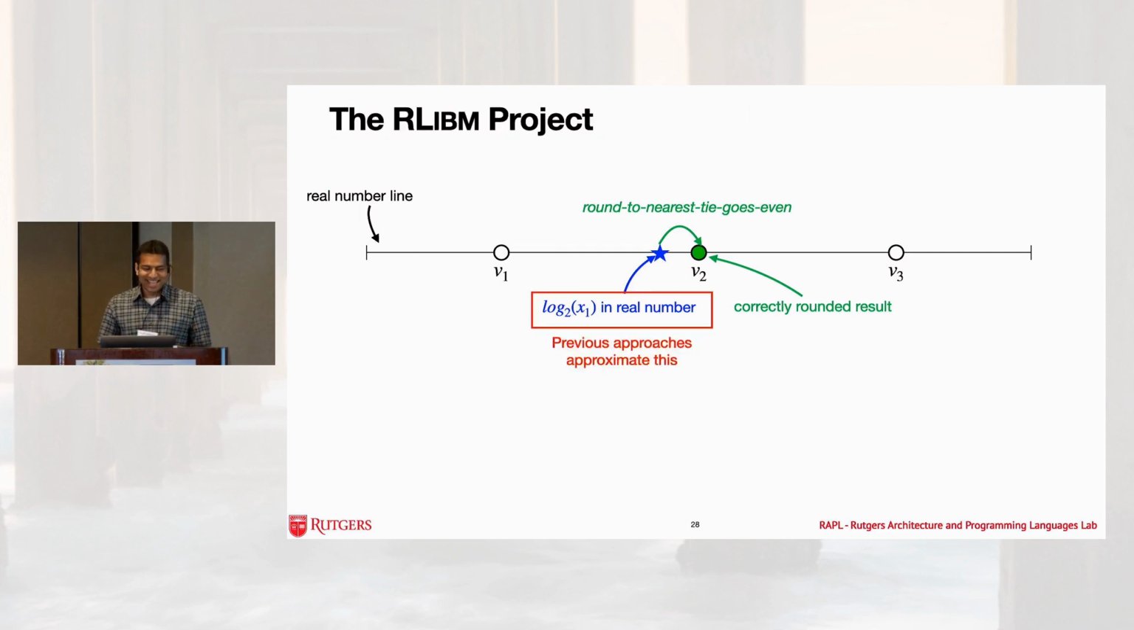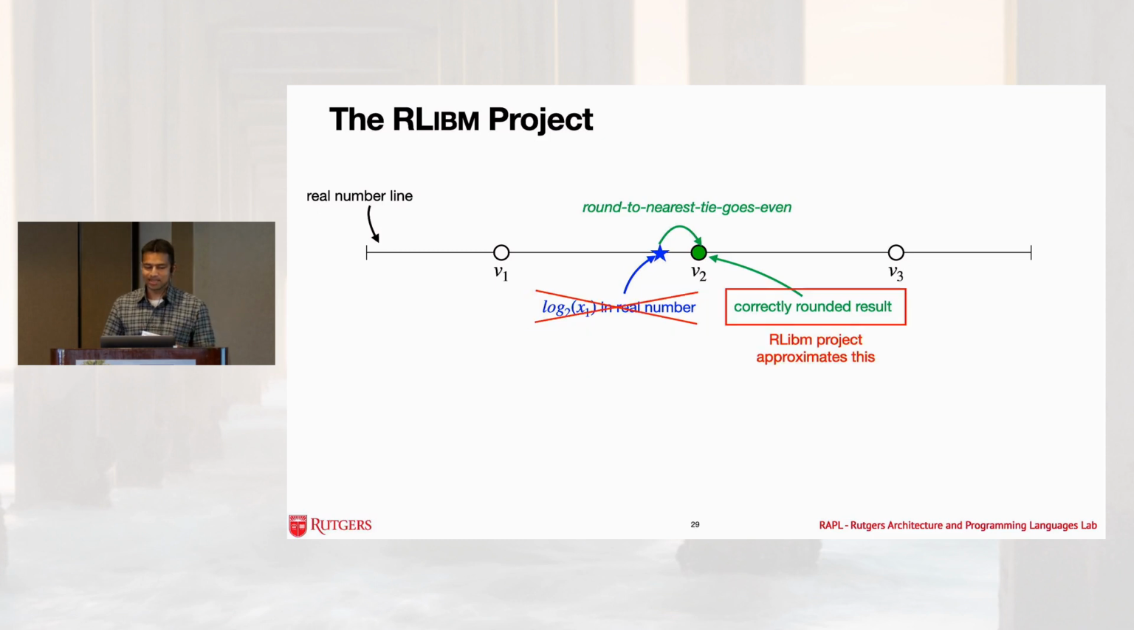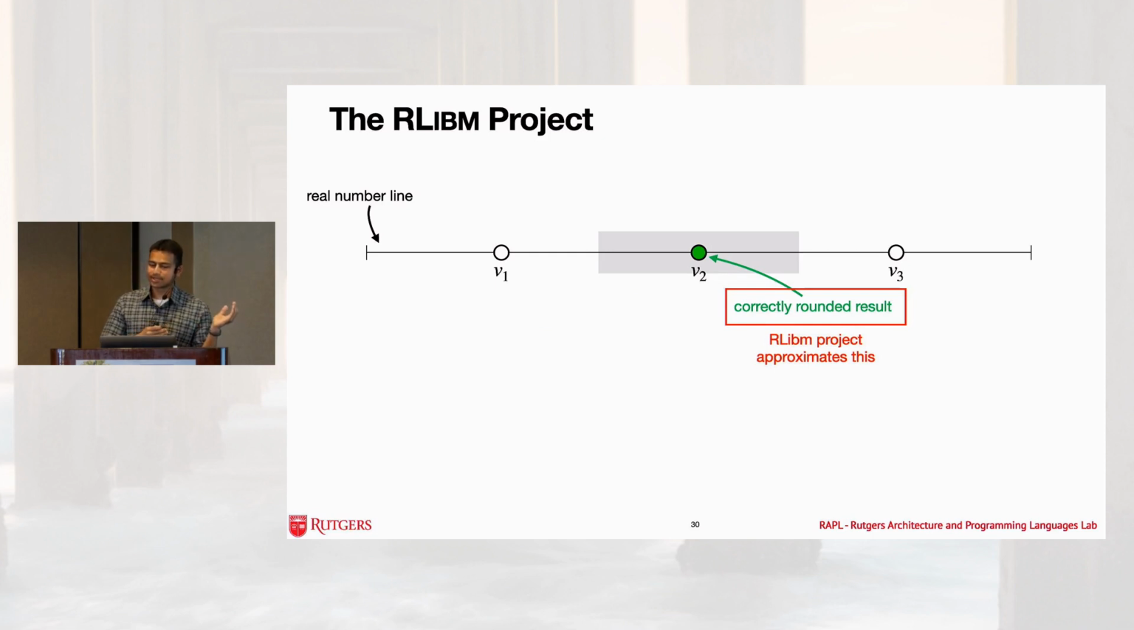Quite a mouthful. In contrast to previous approaches that try to approximate the real value of log2 of x, in the RLIBM project, we generate a polynomial that directly approximates the correctly rounded result of log2 of x. And the intuition is that there is a range of values near the correctly rounded result known as the rounding interval, where all values in the interval round to the correctly rounded result. And it suffices for the polynomial to produce any value in this interval to produce the correctly rounded result.